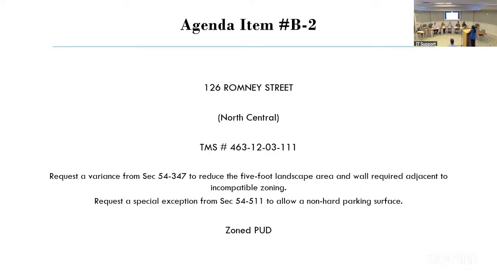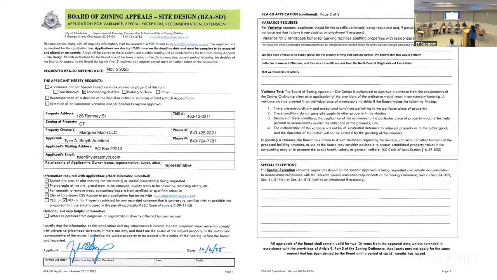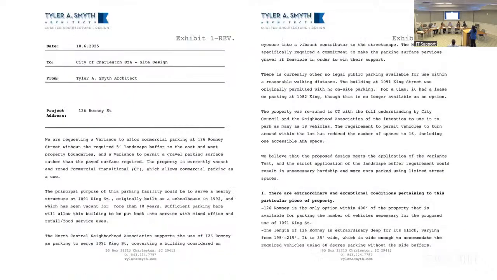I am sorry, I did not change this slide. I cut and paste and I apologize. This is zone CT, not PUD. This is the application for 126 Romney Street. This is the letter submitted by the applicant addressing the hardship test and the special exception.